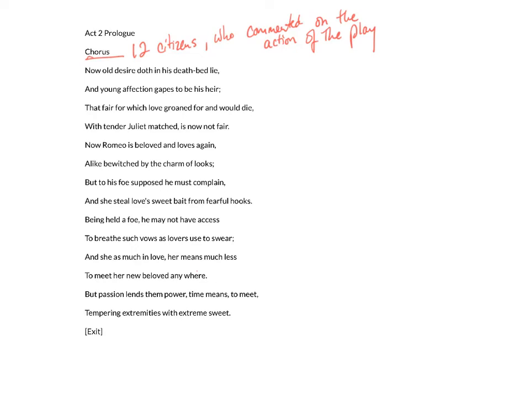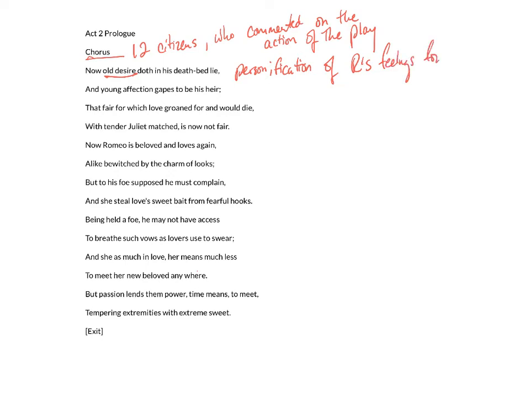So let's just look at that first quatrain, first set of 4 lines. There's an important thing here. Now, old desire doth in his deathbed lie. Old desire is personified. We have a personification. The old desire was Romeo's feelings for Rosaline. And what we find out is that those feelings are dead. And young affection gapes to be his heir. So the heir, the one who inherits old desire, is young affection. This is Juliet. She's the young affection.